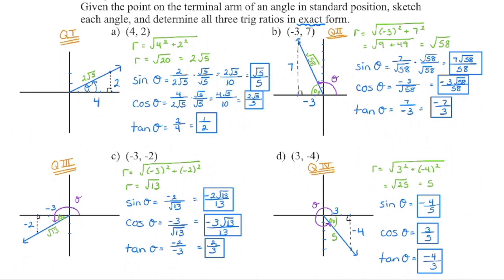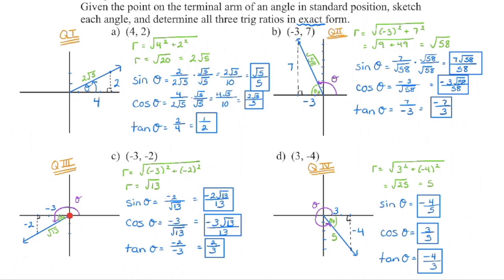Okay, so here's what we want to notice now. If our terminal arm lies in quadrant 1, anywhere in this quadrant, x will be positive and y will be positive. And then take a look at our trig ratios. All of them are positive. If we have a terminal arm that lies in quadrant 2, so anywhere in here, we're going to have a negative x coordinate and a positive y coordinate. If you look at these ratios, the only positive ratio is the sine ratio. Both cosine and tangent are negative.